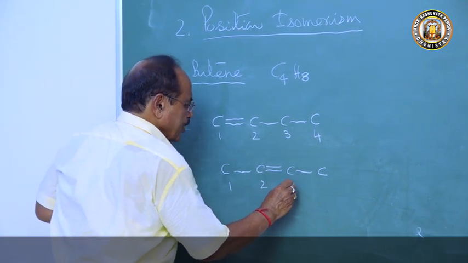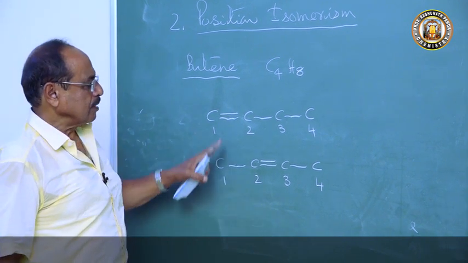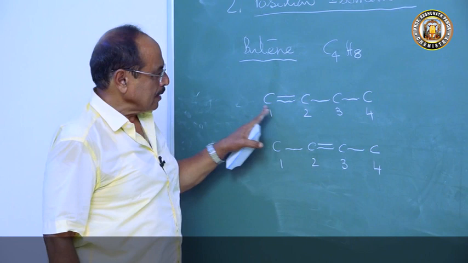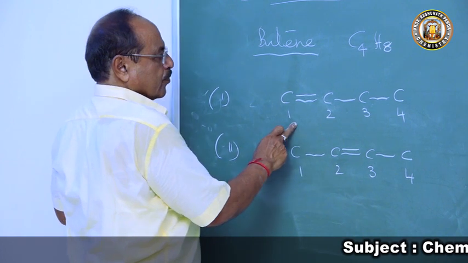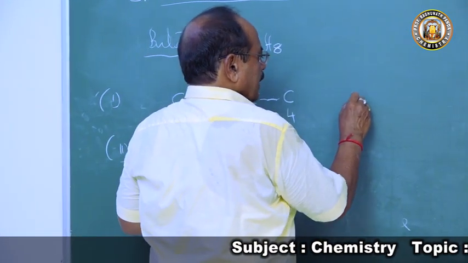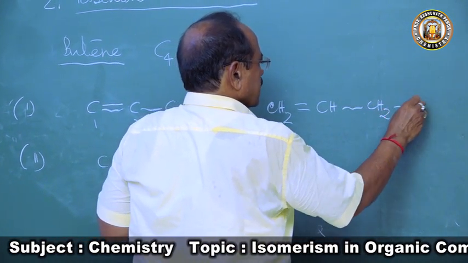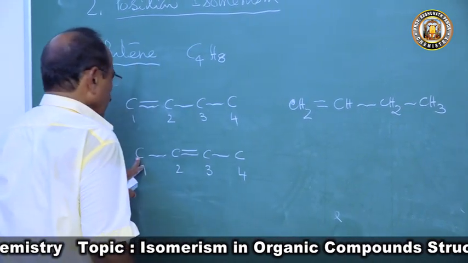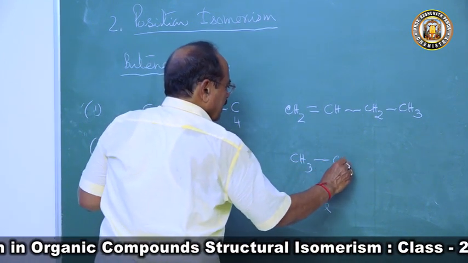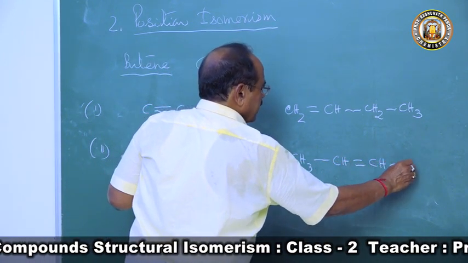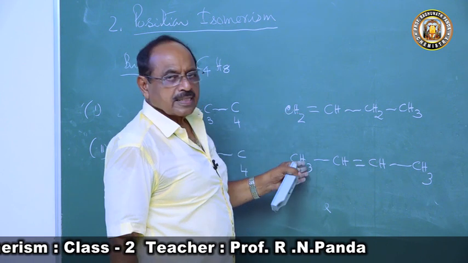So now by changing the position of the double bond, we have 2 structures. So structure 1 is a position isomer of structure 2. Now if you write the structure for this, it will be CH2 double bond CH single bond CH2 single bond CH3. So here 1 gone, so this will be CH3. Here 1, 2, 3 gone, so this will be CH. And this is CH3. So now this is also butene, this is also butene.